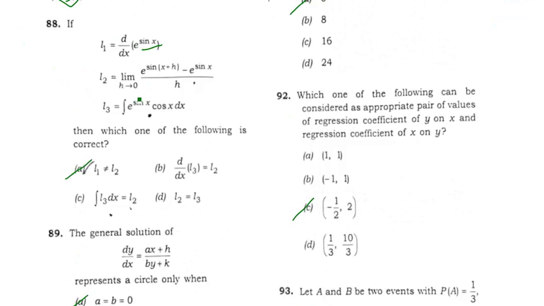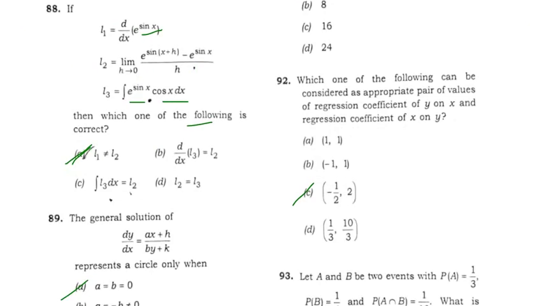Okay, L2 is equal to limit h tends to 0 of e^(sin(x+h)) minus e^(sin x) upon h, and L3 is equal to the integral of e^(sin x) cos x dx. Then which of the following is correct? So actually L1 is not equal to L2. So that statement is true.